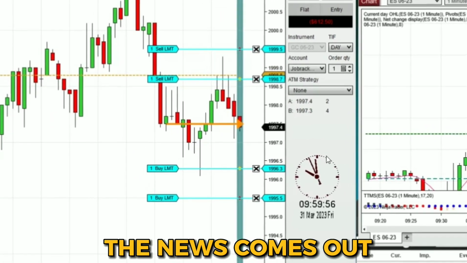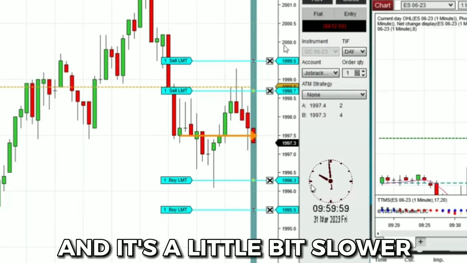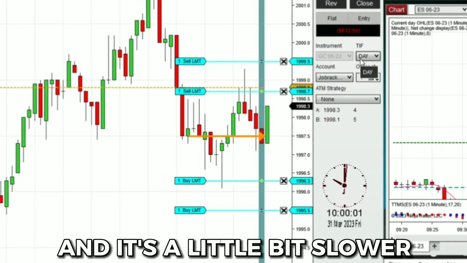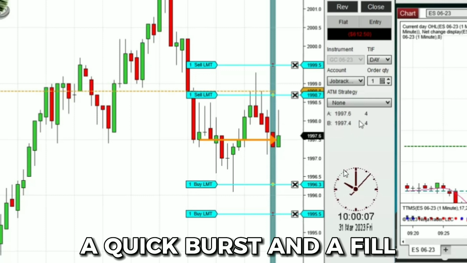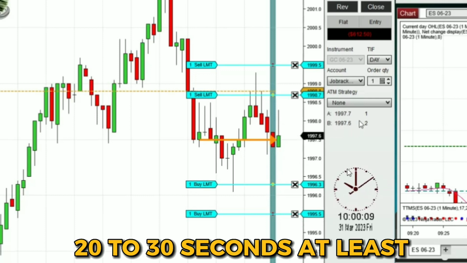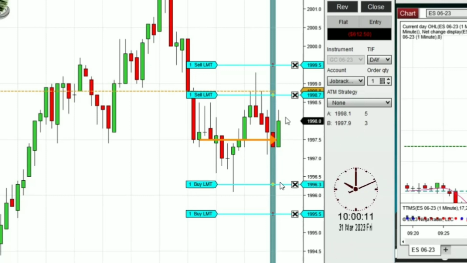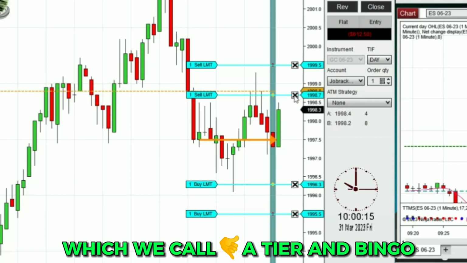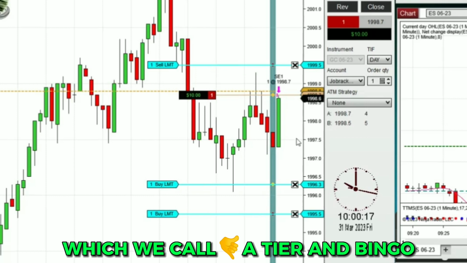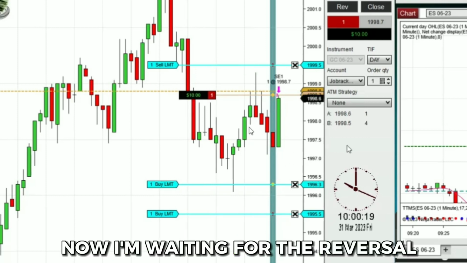So watch what happens. The news comes out, and it's a little bit slower than I would have liked. I prefer a burst on a trap trade, a quick burst and a fill, but I'll give it 20 to 30 seconds at least. The price is going to go up. It's going to fill my first order, which we call a tier, and bingo. Now I'm waiting for the reversal.